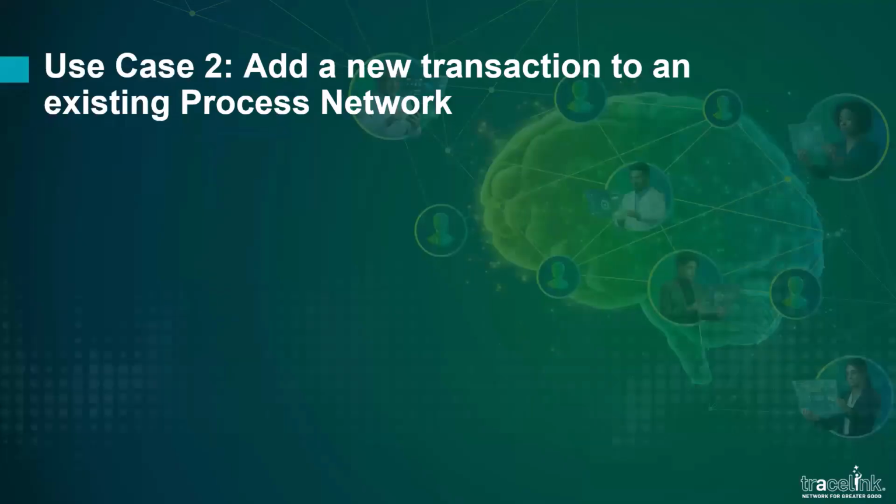Now for use case 2, adding a new transaction to an existing process network. In this use case, the process network is already set up and operational. Instead of adding a new partner, we're introducing a new transaction type within the existing network.